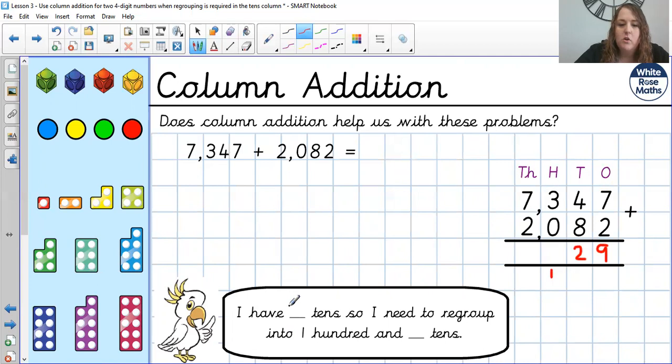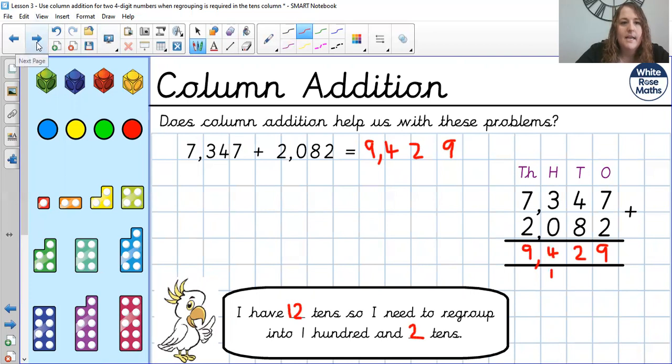So I have 12 tens because that was our answer when we added our tens column, our 4 add 8, 4 tens add 8 tens is 12 tens. And I need to regroup into 100 and 2 tens. Then 3 add 0 is 3, but we've got to add that one from below, which is 4. And finally 7 add 2, which is 9. So 9,429 is our answer there. And a big well done if you spotted that one.